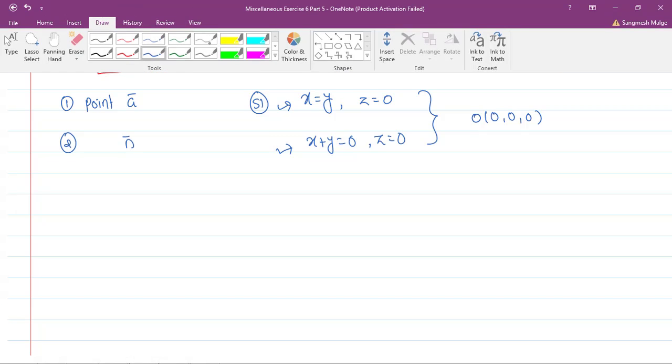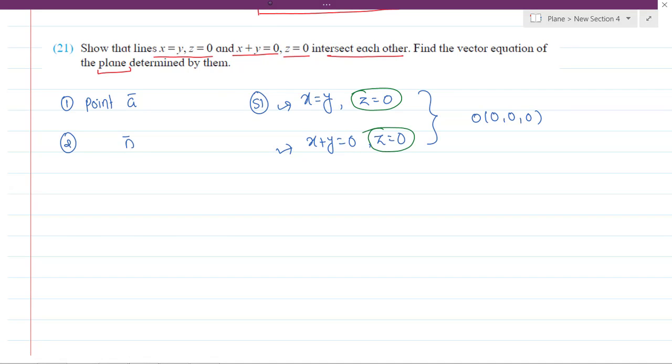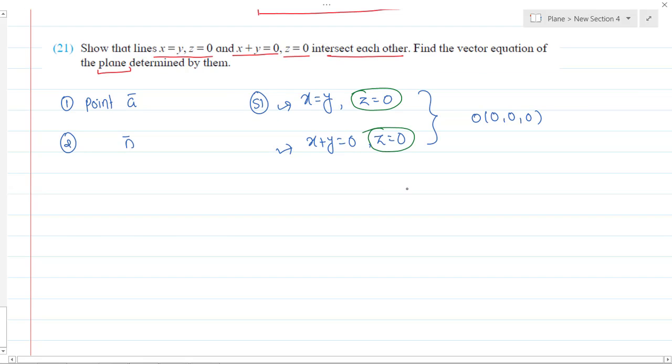That's all perfect. And again, in both equations of lines, you will see that z equals 0. What does it mean? Z equals 0 means your line is totally lying on the xy plane. Let me draw the figure so that you will understand this. So this is the y axis, x axis, and z axis.